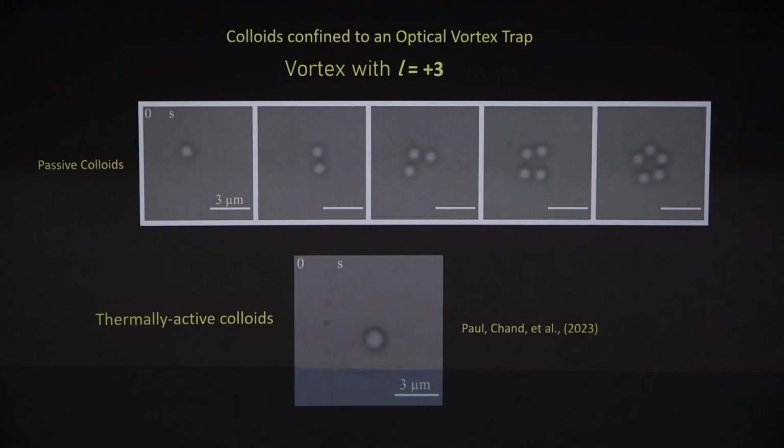This could be a case of classical entanglement, where the polarization and the orbital angular momentum mode are entangled. Is there any way by which you can transfer entanglement to the colloid? Under construction. This is actually a very important question. You wouldn't be able to do it.